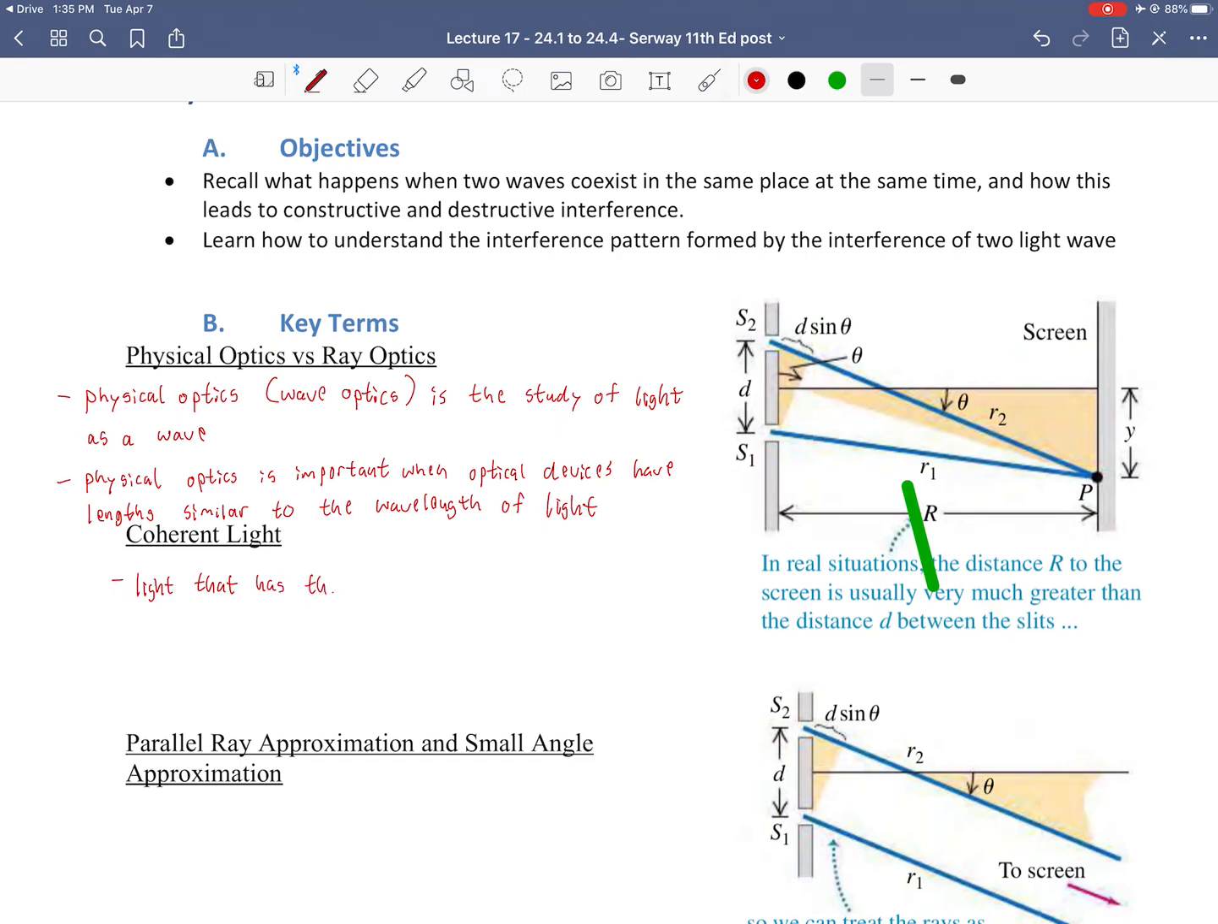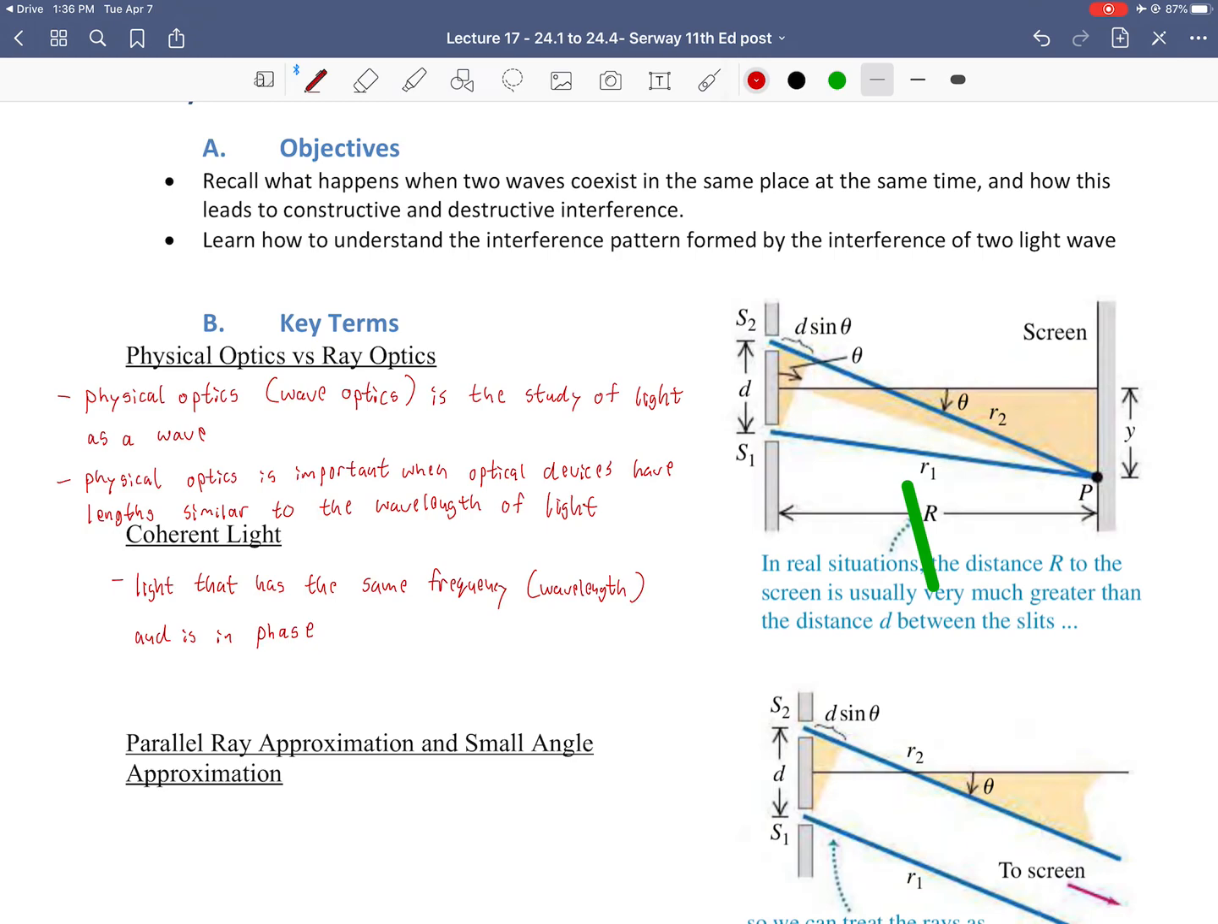So this is light that has the same frequency, which would be the same wavelength in a vacuum. All right, we know that wavelength can change when you pass from one medium to another. But this would be all light that, when passing through the same medium, would have the same frequency and wavelength, and is in phase. Okay? All right. And we'll discuss phase a little bit more.